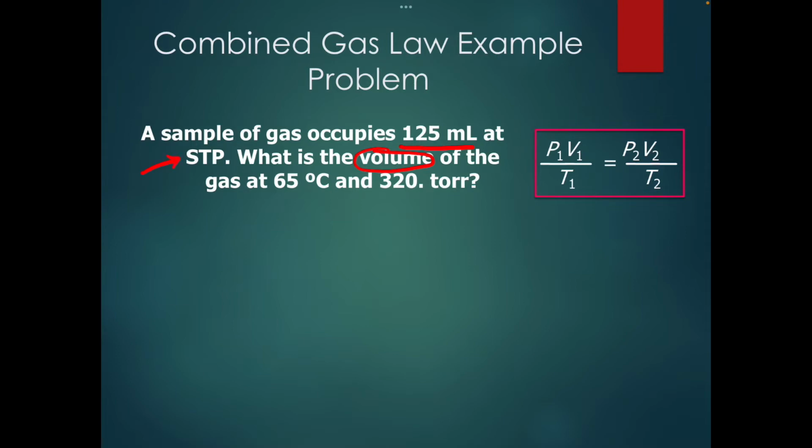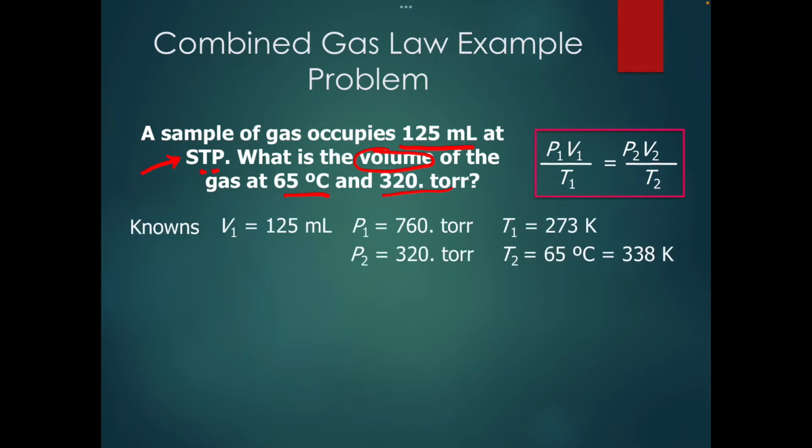STP is telling us a temperature and a pressure, right? Standard temperature and pressure. So we still have a temperature and a temperature and a pressure and a pressure. It just looks a little bit different, okay? But again, since we have multiple temperatures, multiple pressures, multiple volumes, that means this is a combined gas law problem. So we're going to use P1V1 over T1 equals P2V2 over T2.